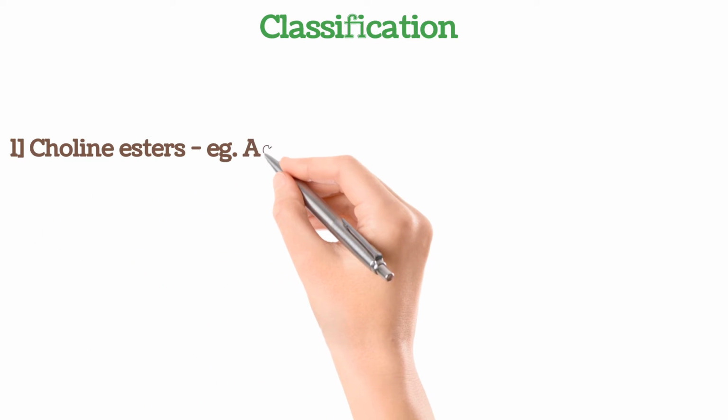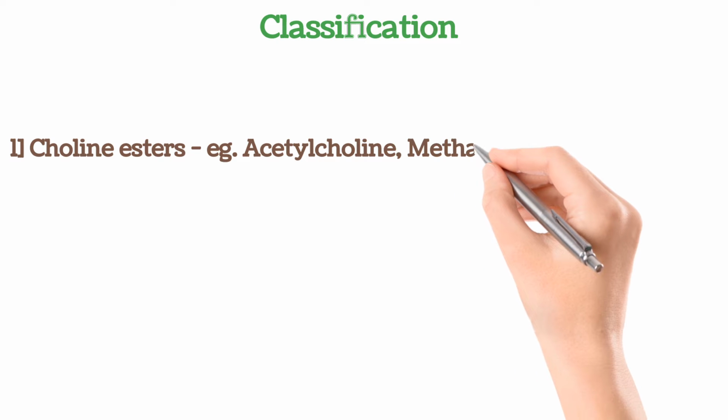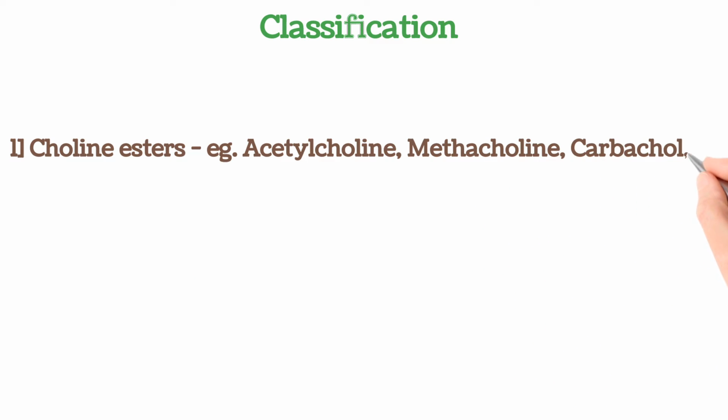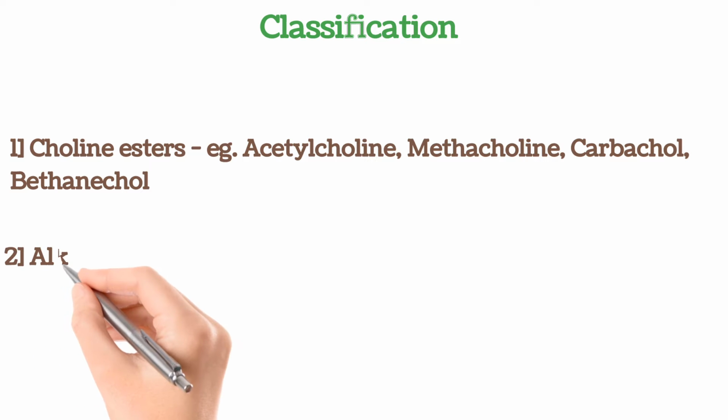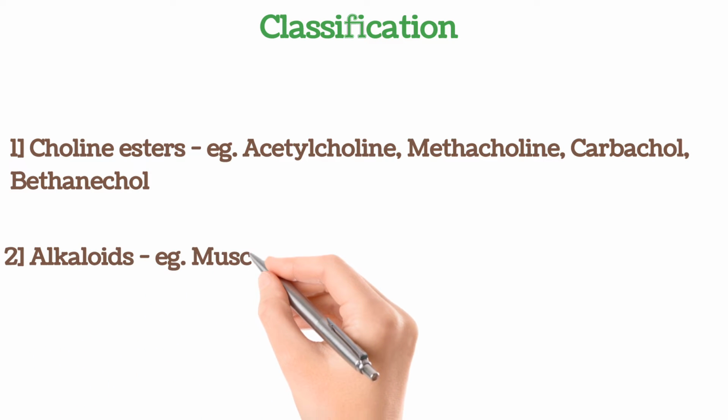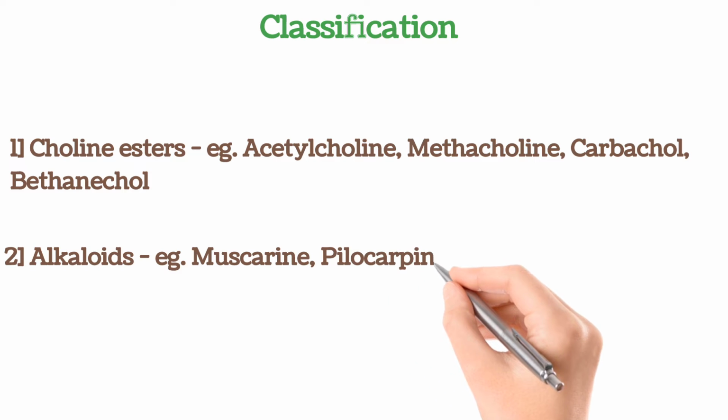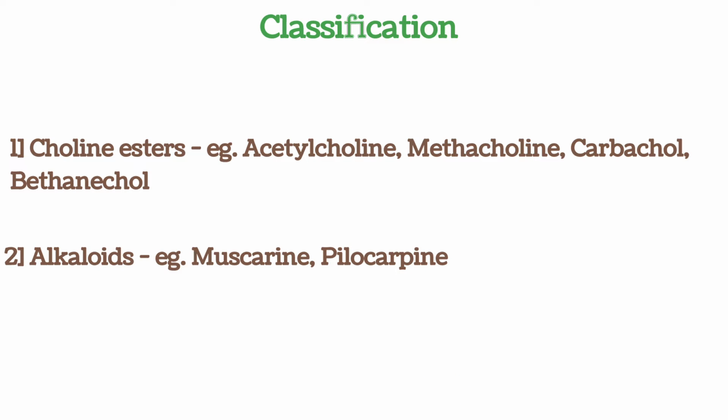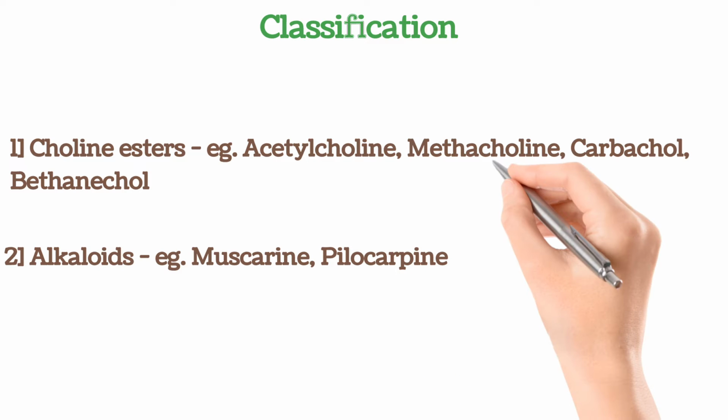Classification of drugs: there are actually two classes. The first class is choline esters. An example is the plain, simplified form, acetylcholine. Next, slightly modified ones are methacholine, carbachol and bethanechol. The second class is alkaloids. Examples are muscarine and pilocarpine. Okay, only two classes are there, choline esters and alkaloids.